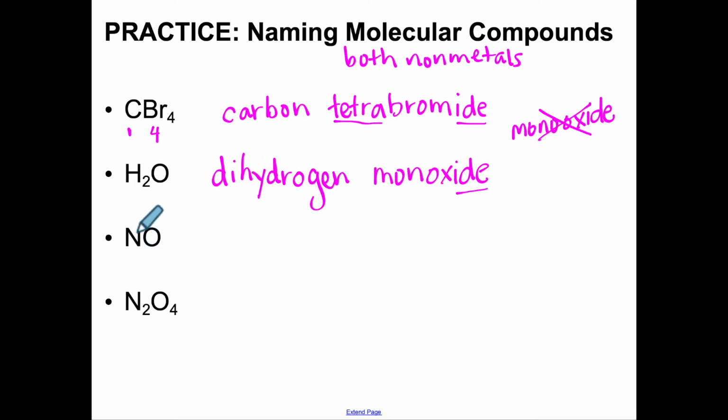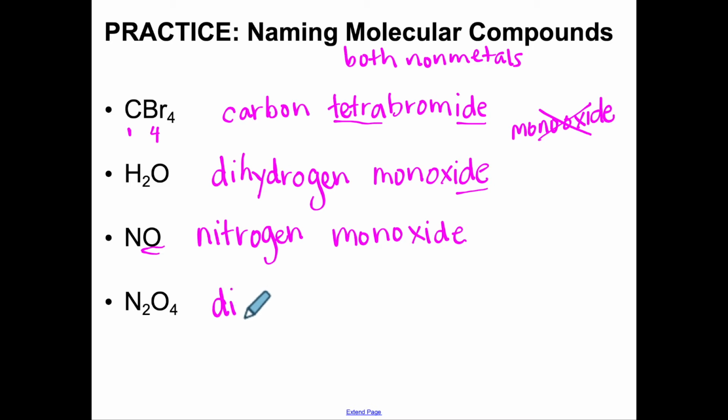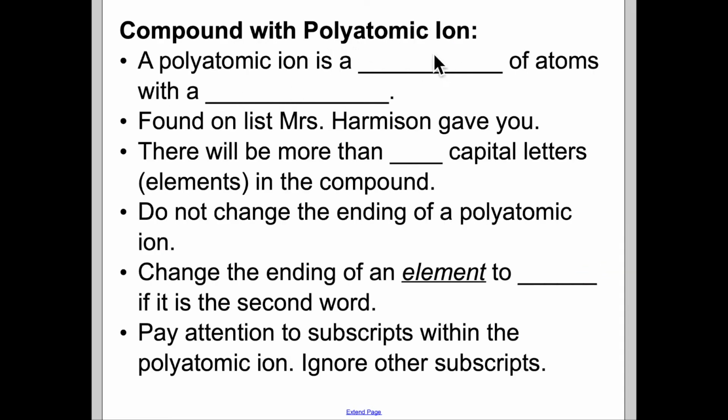All right, on this next one we have nitrogen. There's only 1 of it, so it would have a mono, but since it's the first element, we don't put the mono, so we just write nitrogen. And then we have 1 oxygen, so we are going to put, again, monoxide, nitrogen monoxide. And then on this last one, we have 2 nitrogens, so we're going to put dinitrogen. And then there's 4 oxygens, so the prefix for 4 is tetra, and then we again put oxide at the end. Dinitrogen tetroxide.